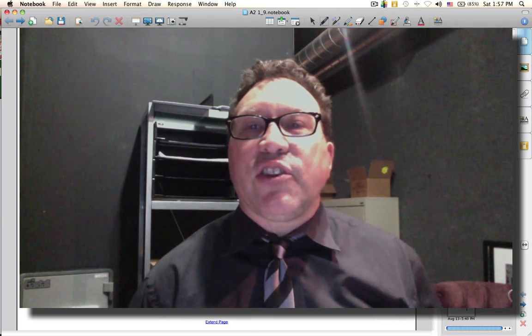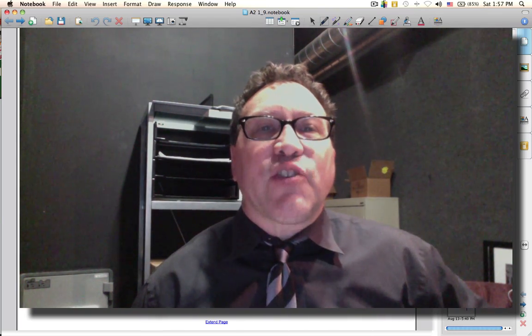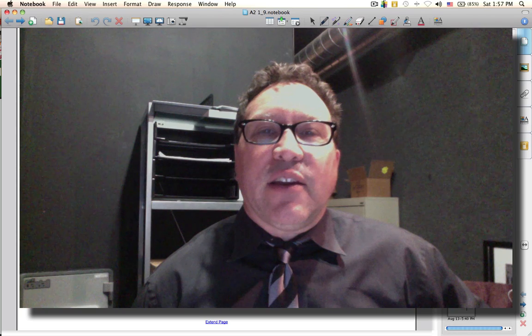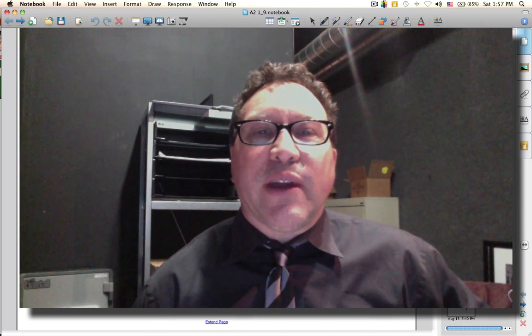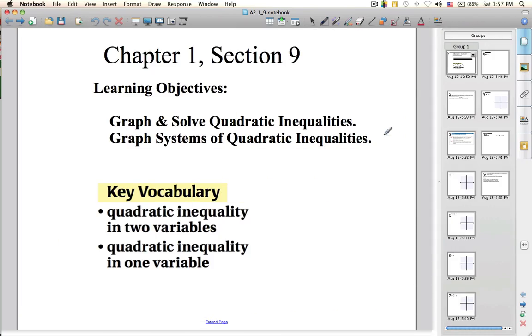In our final section on the chapter for quadratic functions, we're going to learn how to graph and solve quadratic inequalities and to graph systems of quadratic inequalities. So we've graphed quadratic equations. What's new is we're going to use the skills we've already learned from graphing quadratic equations and now graph inequalities. And then we're going to graph systems of inequalities.